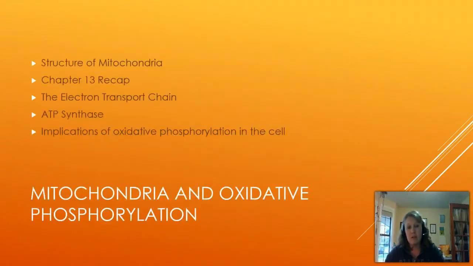Alright, so let's talk about the mitochondria and oxidative phosphorylation. For the rest of the topic, we're going to review these different subtopics. We have the structure of the mitochondria, and we'll talk a little bit about chapter 13 again, just to make sure we're all on the same page. Then we're going to dive into the electron transport chain, look at the ATP synthase enzyme, and then talk a little bit about the implications of oxidative phosphorylation in the cell.